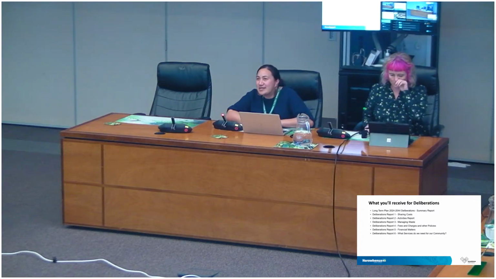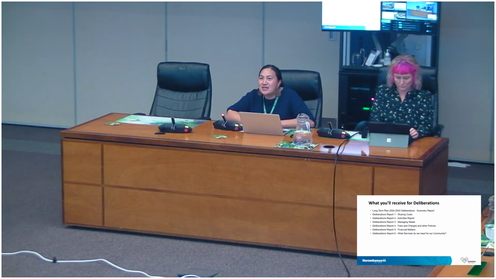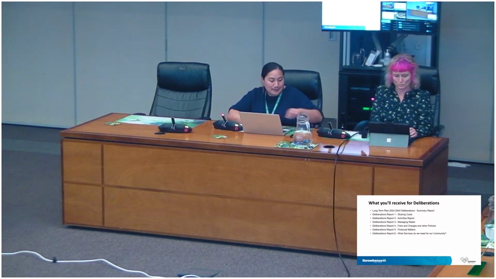Cool. So what you've received for deliberations, here's a list of the different documents that you will receive. You will have the deliberation summary report, and then report 1, sharing costs, and the second report is the activities report, the third report is managing waste, and then the fourth report, fees and charges and other policies, and then the fifth report is financial matters, and the sixth report, what services do we need for community? So that's the rates.